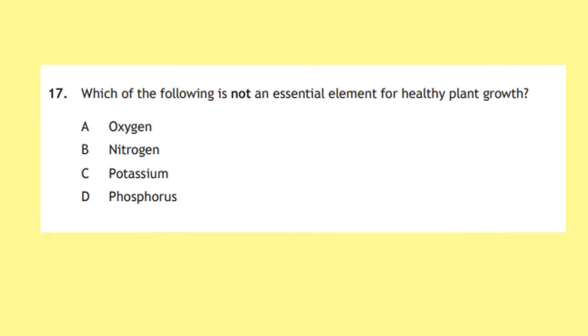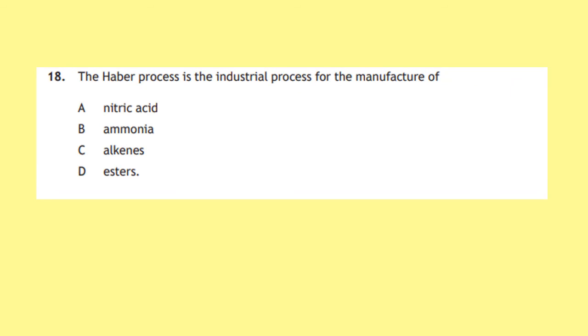So we've got which one of these is not an essential element for healthy plant growth? Oxygen, nitrogen, potassium, or phosphorus? The answer, of course, is oxygen, because the other ones are NPK, and the essential elements. Now, the Haber process is the industrial process for the manufacture of what? Nitric acid, ammonia, alkenes, or esters? Well, the answer is ammonia.